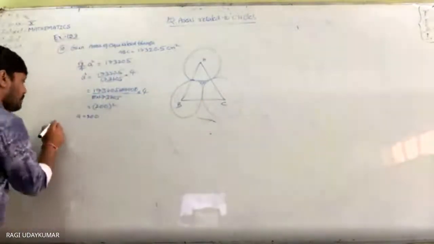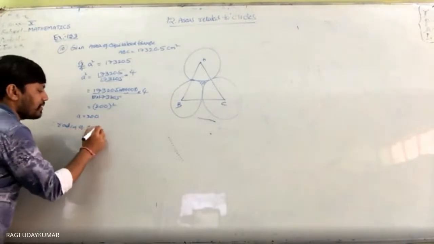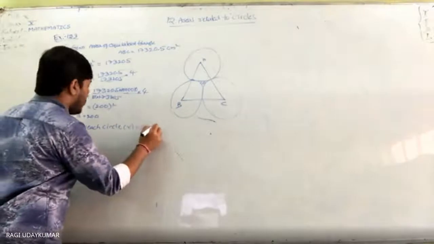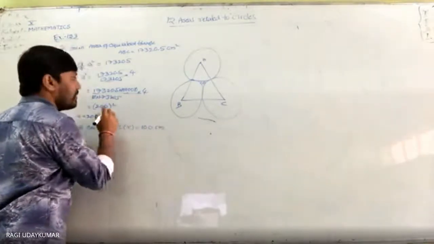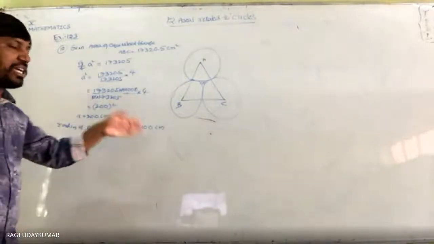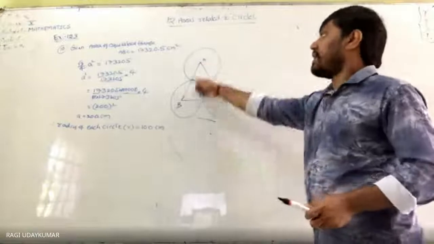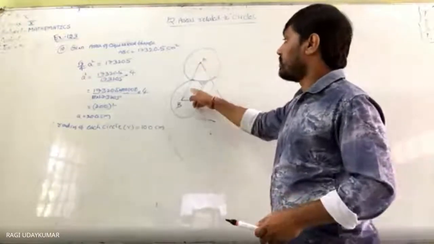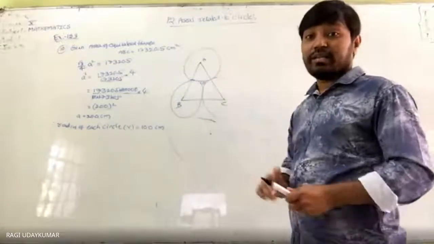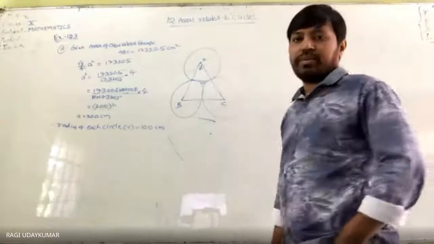Therefore, the radius of each circle r is equal to 100 centimeters. Yeah, 100 centimeters. Now the area of the shaded region is equal to the area of the equilateral triangle minus 3 areas to be subtracted, and each one makes an angle of 60 degrees. Okay.